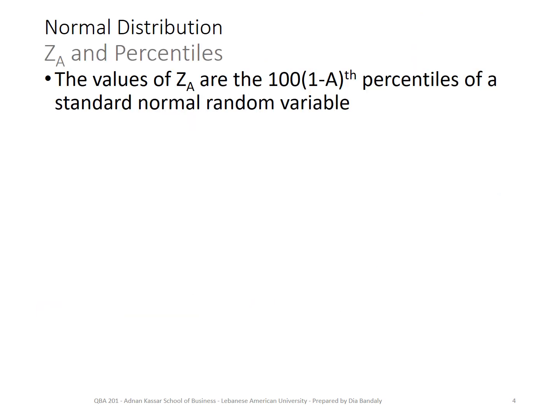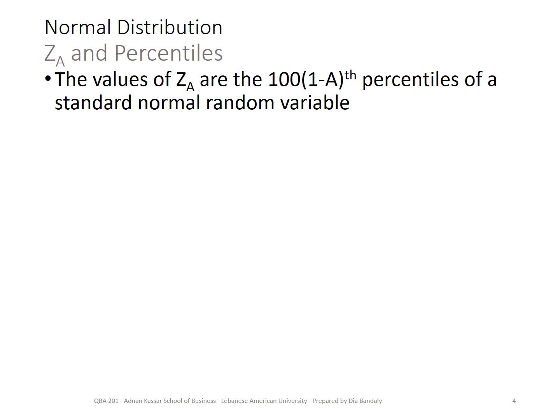A final note about our new notation ZA. Why is it important? Because it relates to a metric that we have used before, right? It's a measure of relative standing, which is the percentile. Okay, remember what a percentile is? For example, 95th percentile, 80th percentile. It's the value in your data set that has, for example, if it's the 80th percentile, 80% of your values below that.